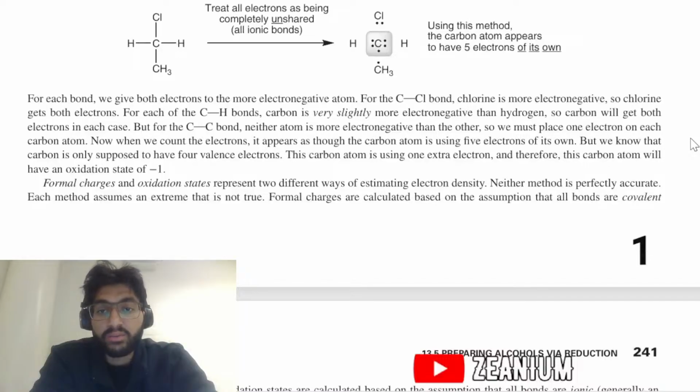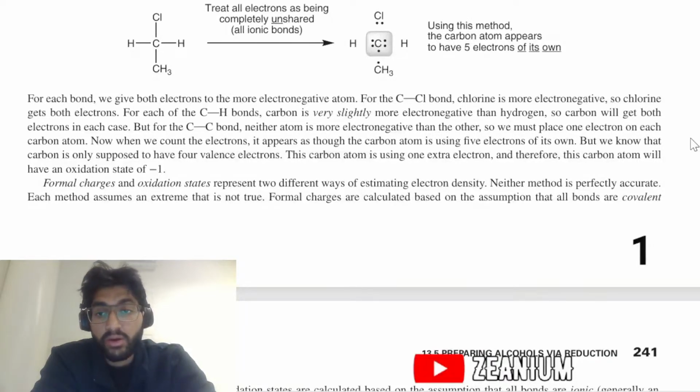Now, when we count the electrons, it appears as though the carbon atom has 5 electrons of its own.